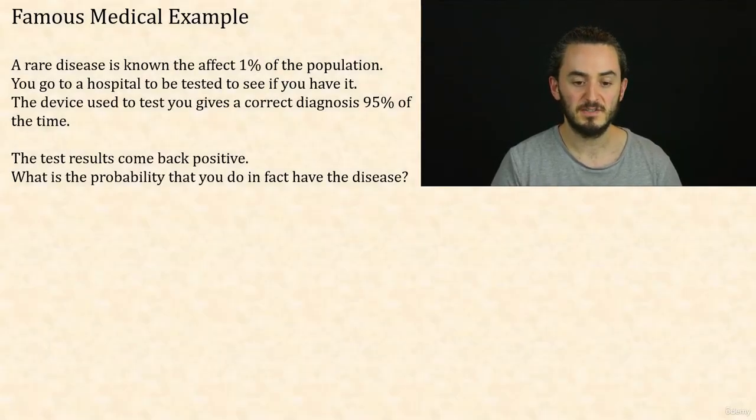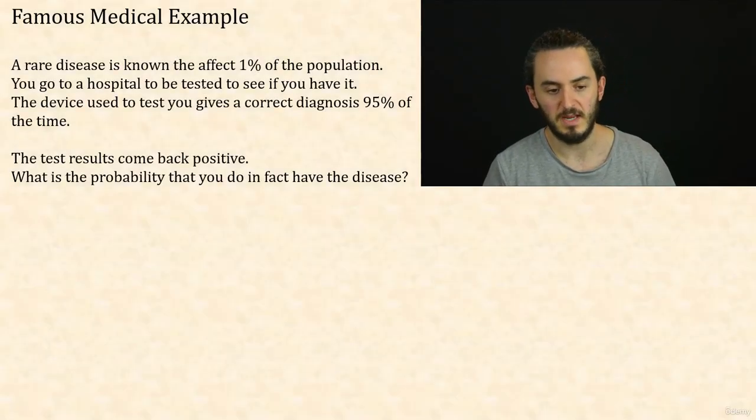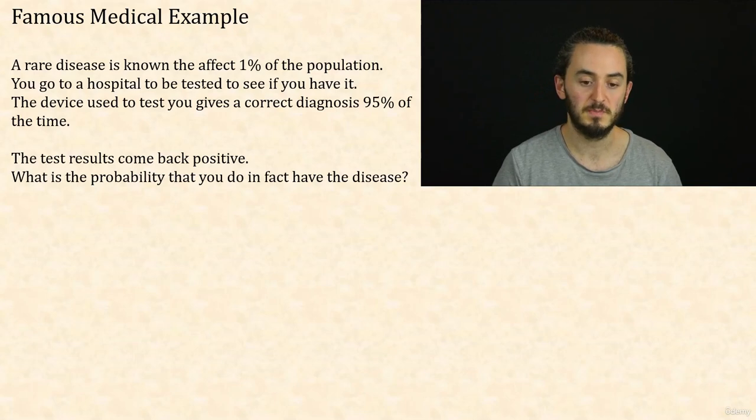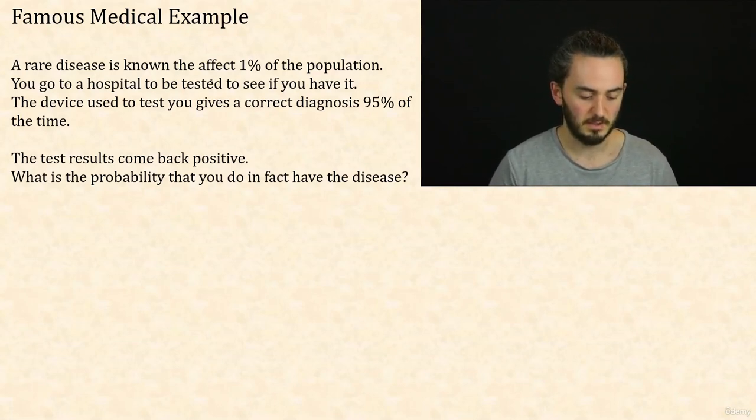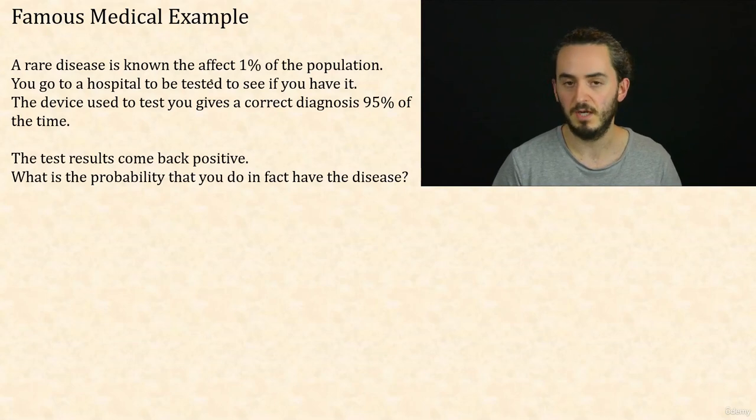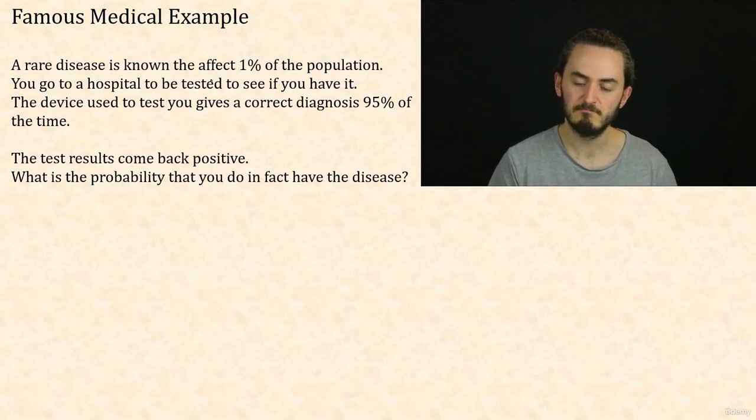So here's the scenario. A rare disease is known to affect 1% of the population. You go to a hospital to be tested to see if you have it. The device used to test you gives a correct diagnosis 95% of the time. So all testing devices just get it wrong sometimes. So this one is 95% reliable. 19 out of 20 people get told the right result. The test comes back positive.